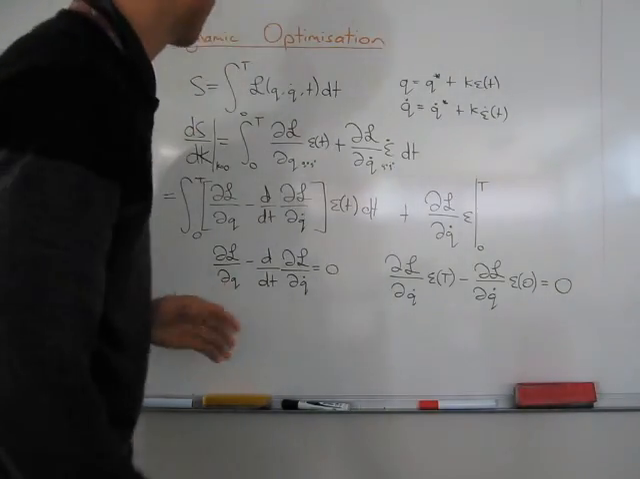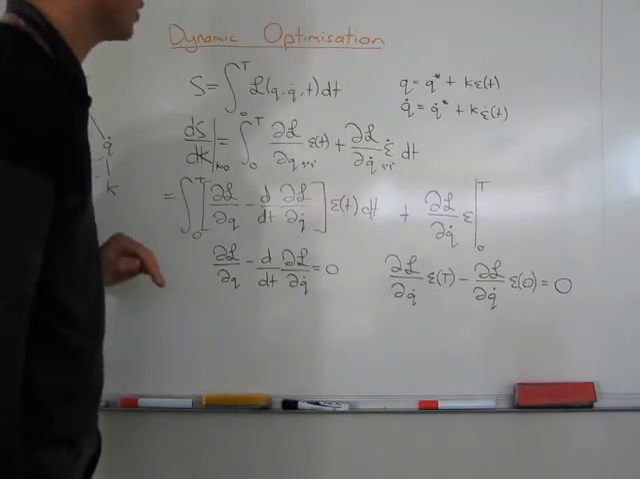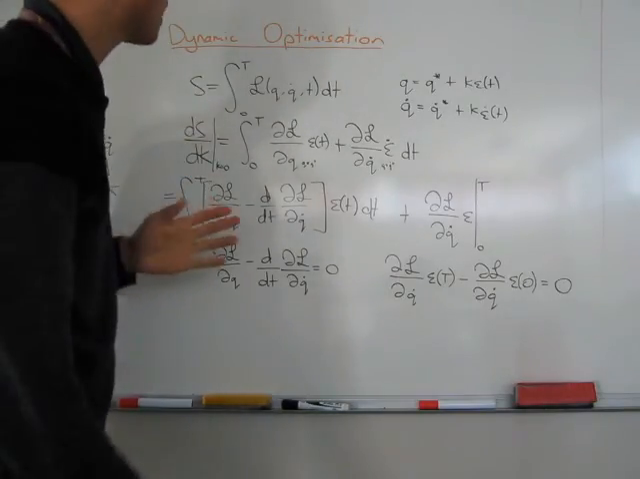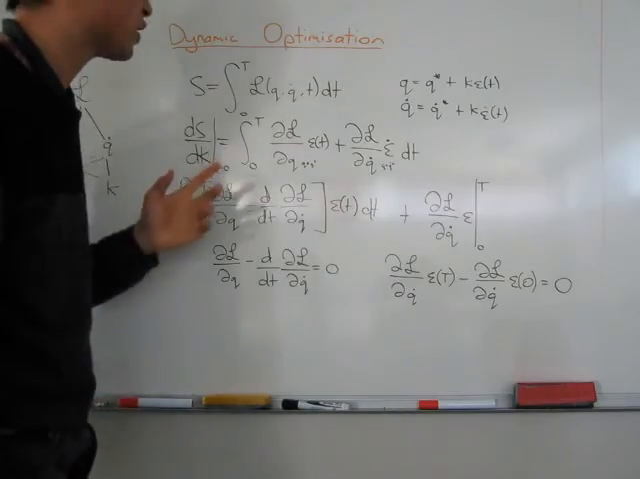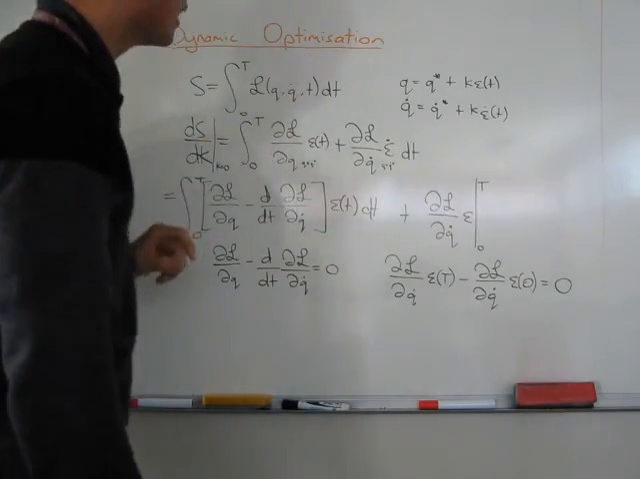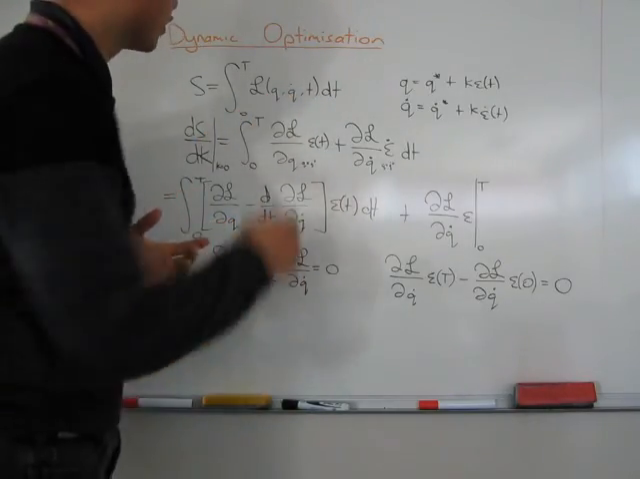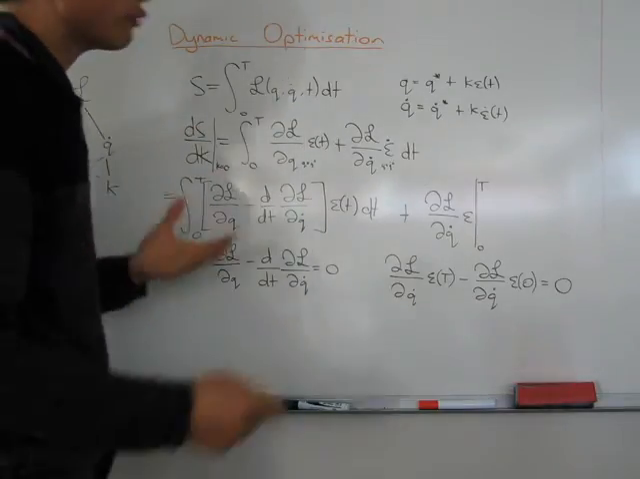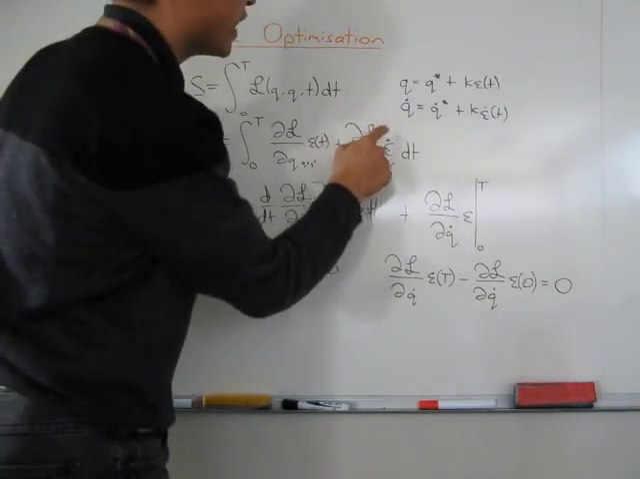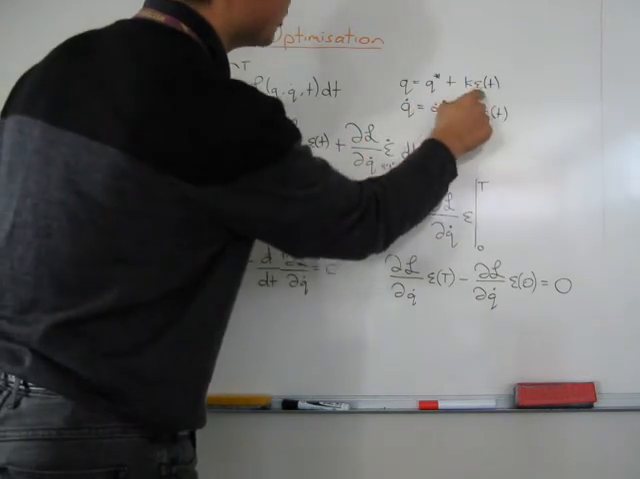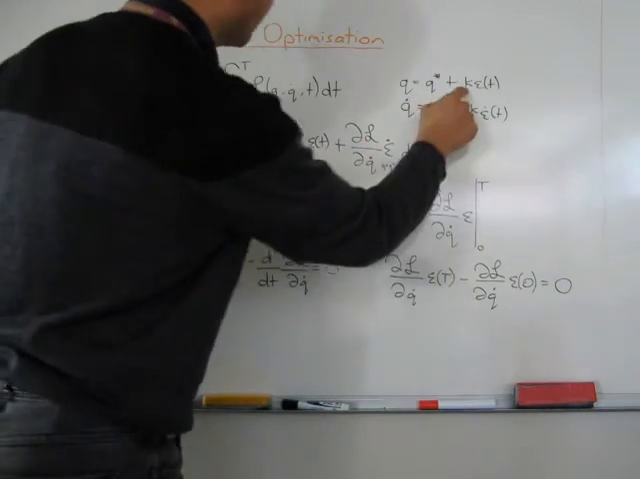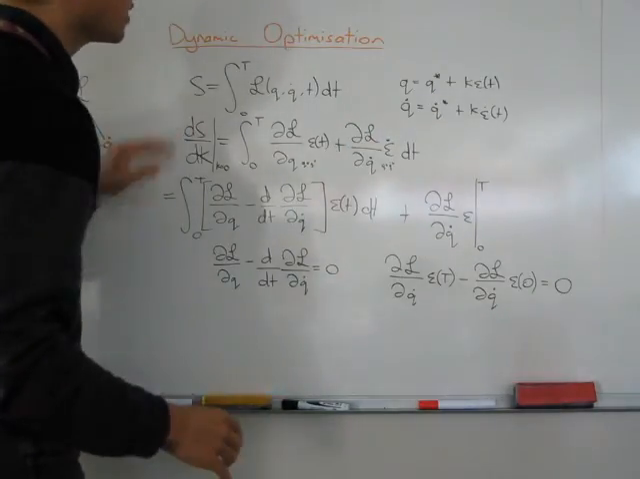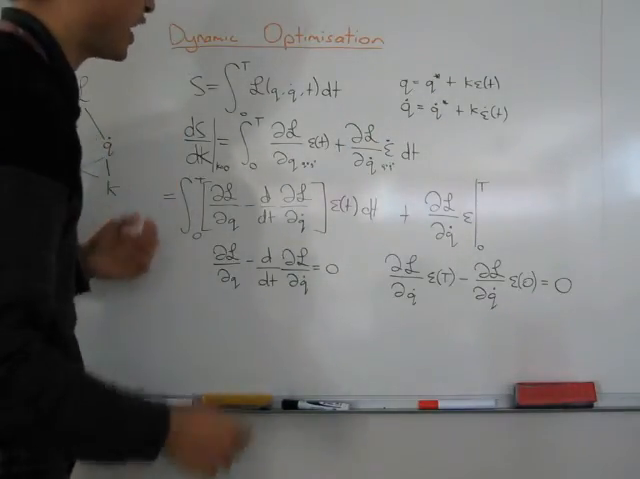Okay, let's reiterate. S is the action. It is defined as the integral from 0 to capital T of the Lagrangian, this curly L, this function of q, q dot, and t. Our goal is to find the function q of t that will maximize or minimize S. And we can construct q of t to be a linear combination of q star and epsilon for any real number k. If q star is fixed and epsilon is fixed, then S is really just a function of k.